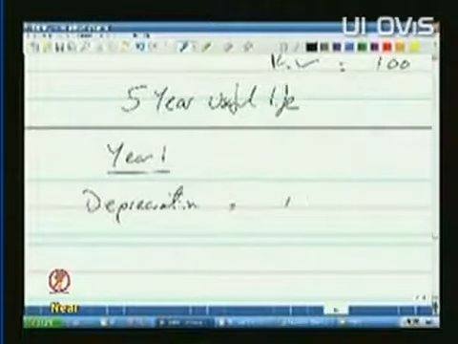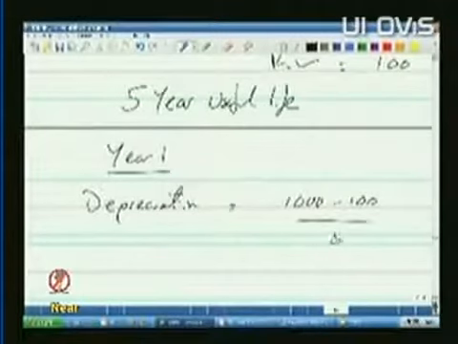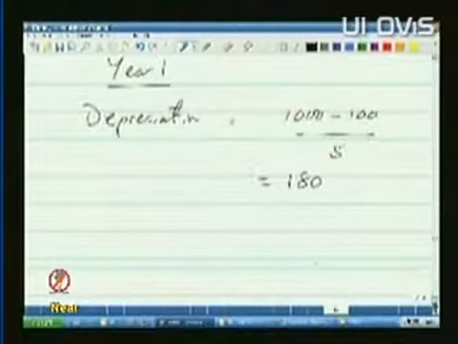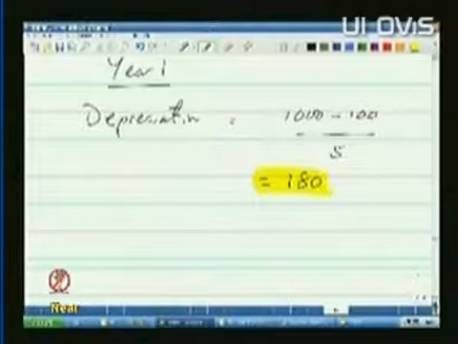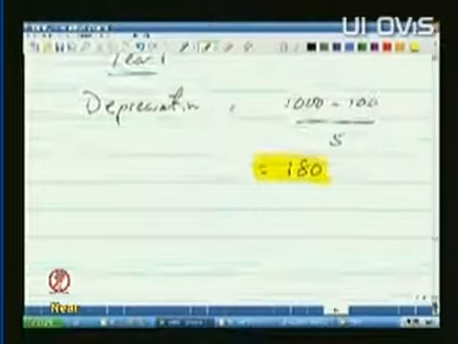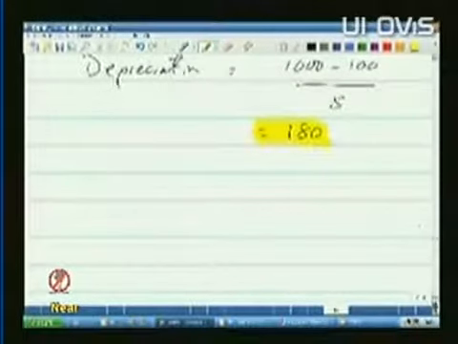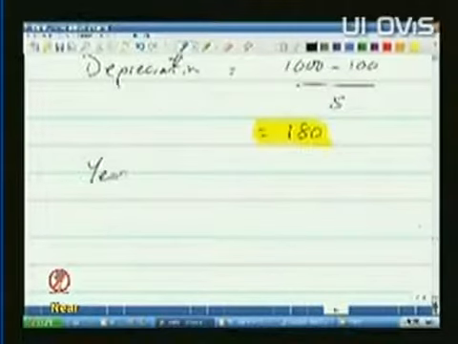So in year 1, my depreciation charge is going to be 1,000 minus the 100 residual value, divided by 5. Okay, so 900 divided by 5, which gives me 180. So my depreciation charge in year 1 is 180. Nice and simple so far. For year 2, however, I need to now reassess the residual value.